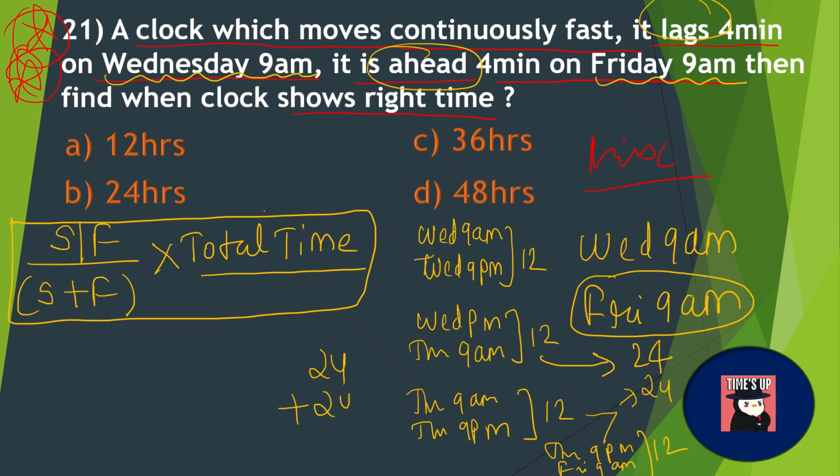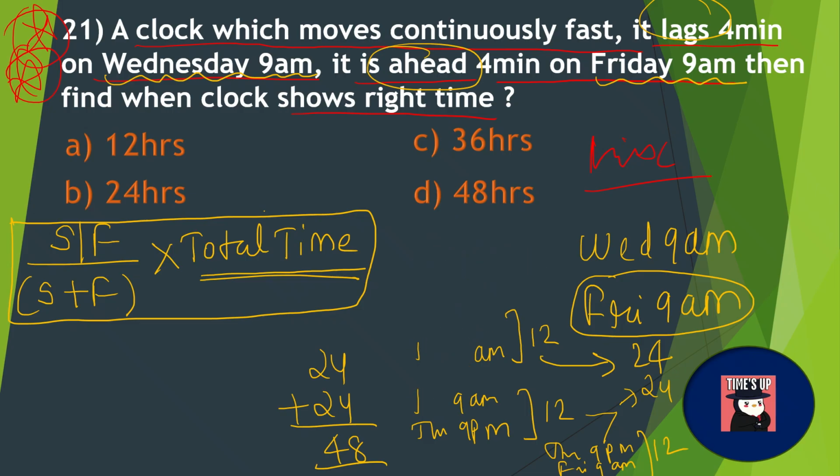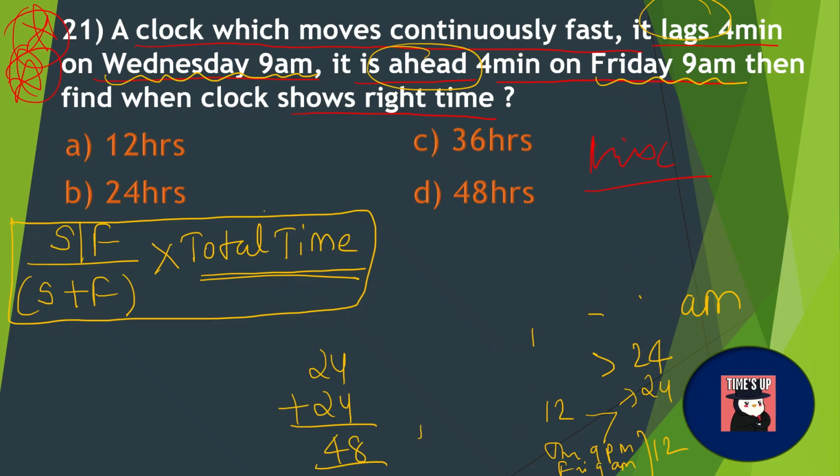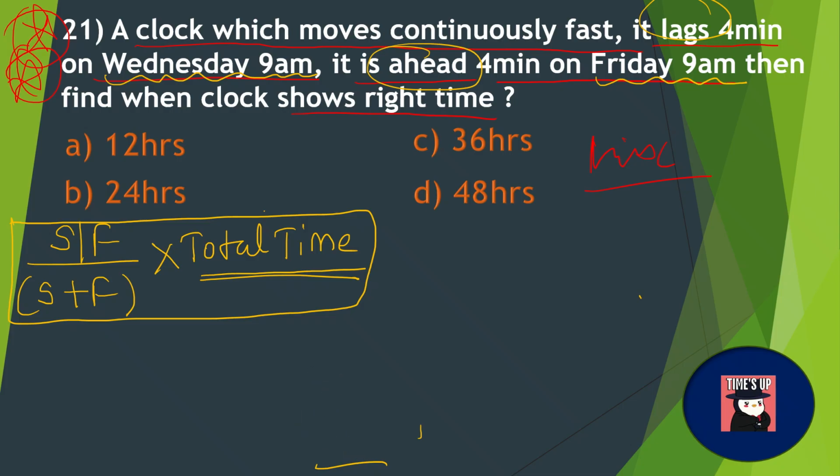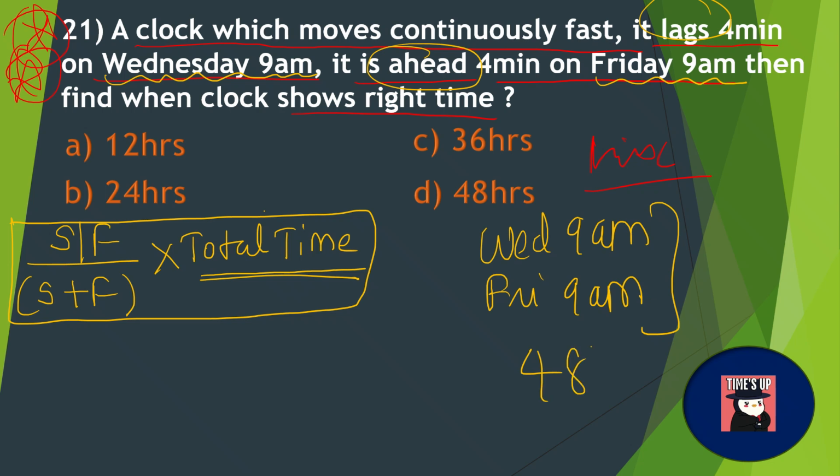24 plus 24 will give you 48 hours. So total time from Wednesday 9 a.m. to Friday 9 a.m. will be 48 hours. Correct? Understood how 48 hours came, right? Okay. I'll just wipe it off so that I can have space to solve the question. So you got 48 hours, correct? From Wednesday 9 a.m. to Friday 9 a.m. we'll have 48 hours. And you know how 48 hours came just now?